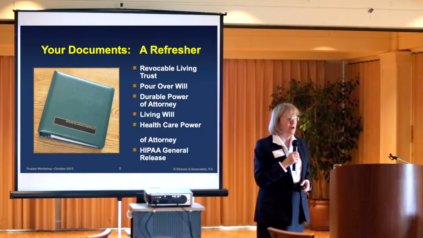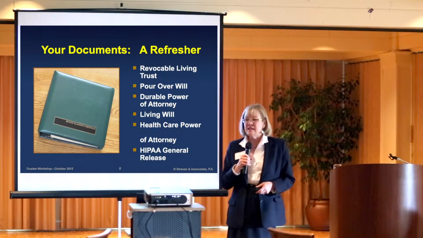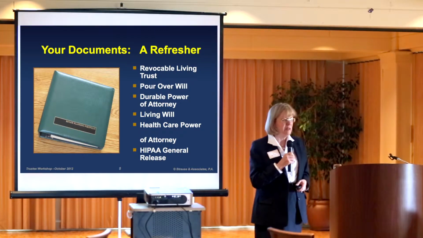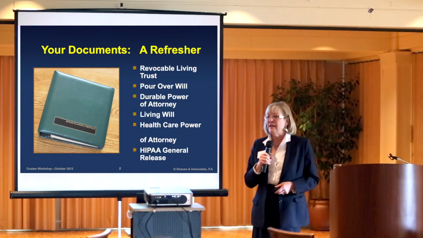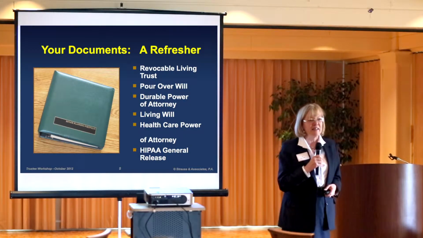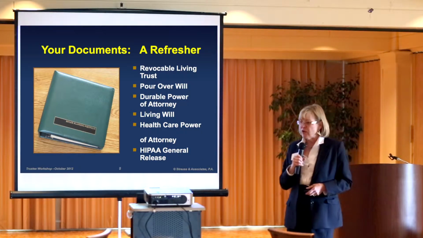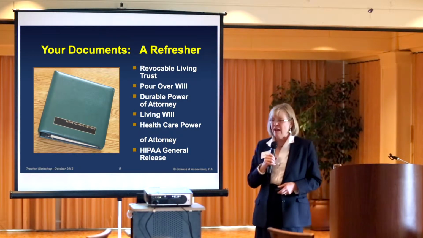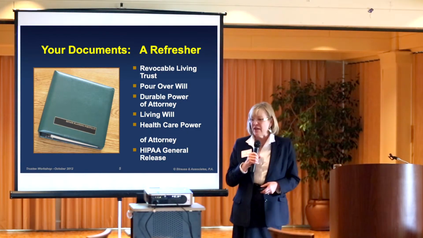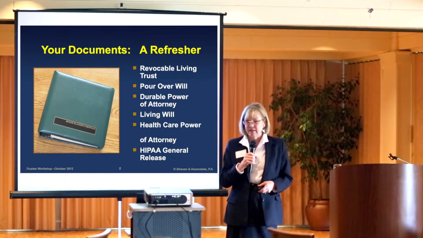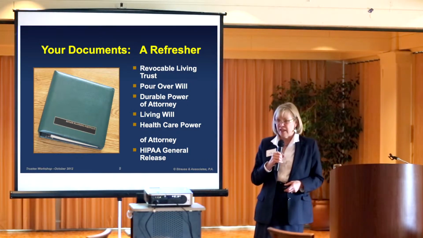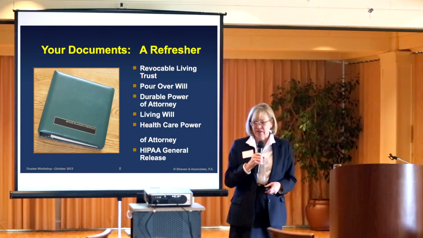The second document is a pour-over will. It's quite literally what it says it is. It pours over assets into your trust. We hope never to invoke that document, and we hope you all have your trusts fully funded. To refresh your recollection, fully funded means that you have all your assets titled one way or another in the name of your trust. If you have all your assets titled in the name of your trust, we will not have to use that pour-over will, and we will just have it available in an emergency. The pour-over will does nothing more than probate your assets, if you have any in your own sole name upon your death, and put them into your trust.